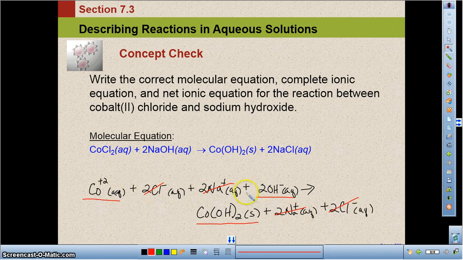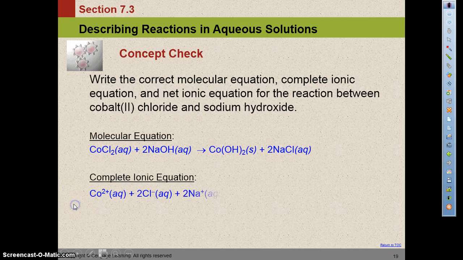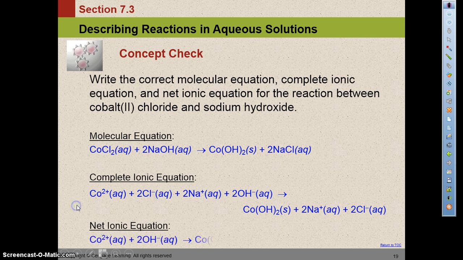Now that we've looked at our complete ionic equation, we need to look at our net ionic equation. Net is what happens when I get rid of my spectators. So I'm going to go back and take this off here and show you their rendition of it. Here's your complete ionic equation. And then you get down to your net ionic equation, which is going to be the cobalt +2 aqueous plus 2 hydroxide aqueous. But when you put them together, they're going to form cobalt 2 hydroxide solid. And that's all there really is behind a net ionic equation.